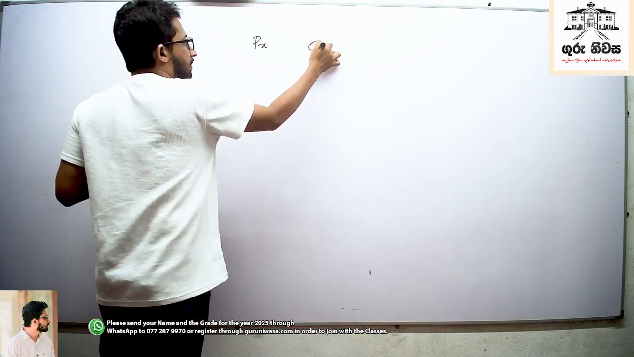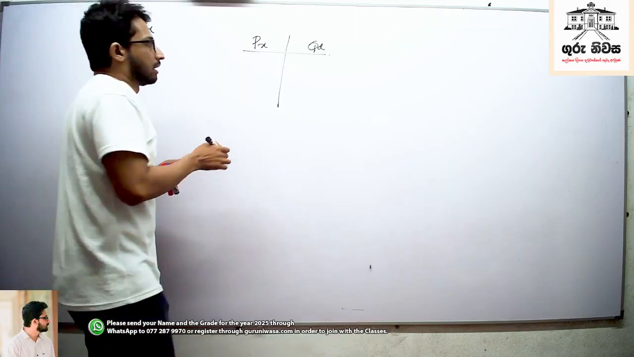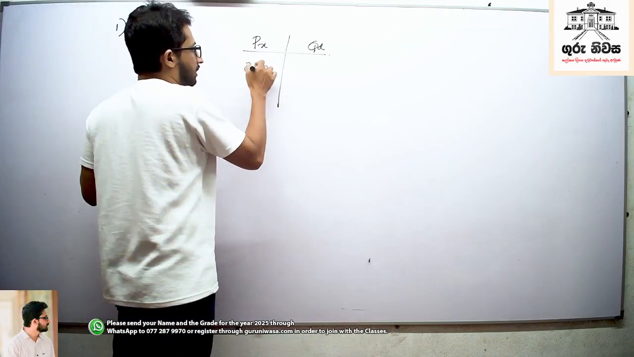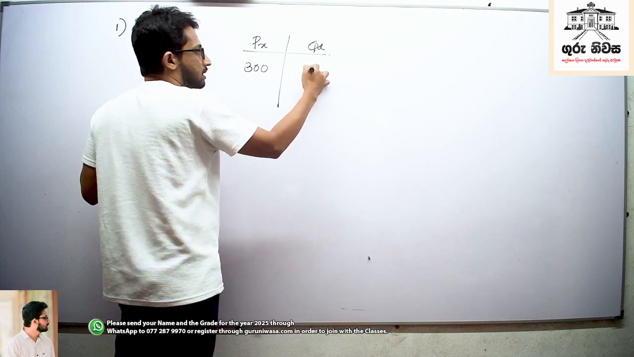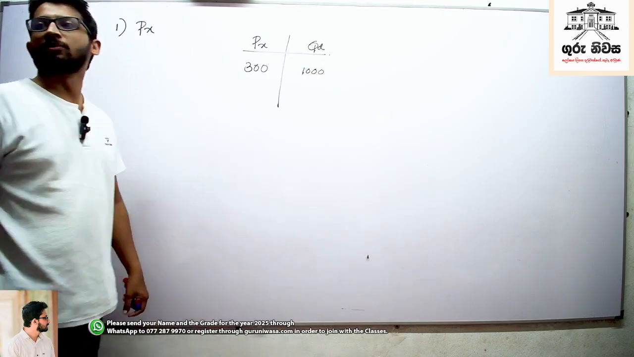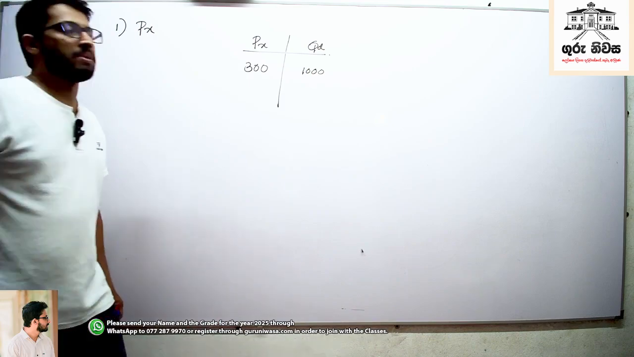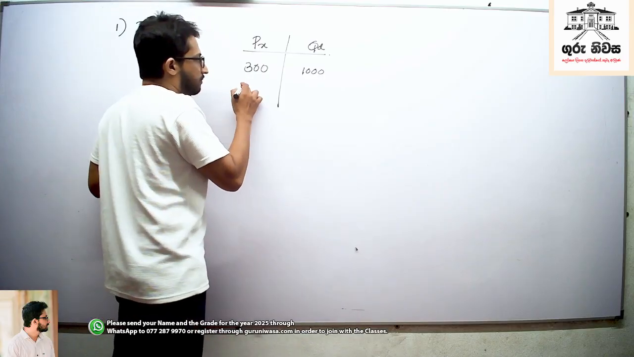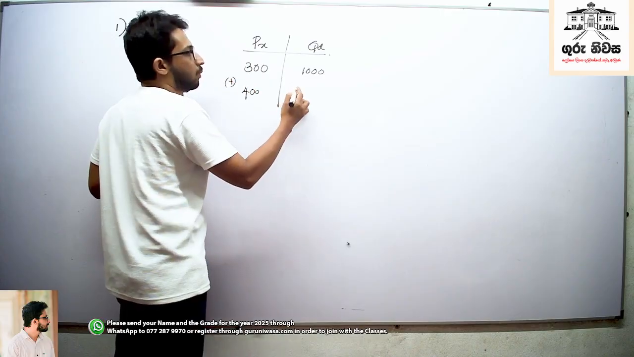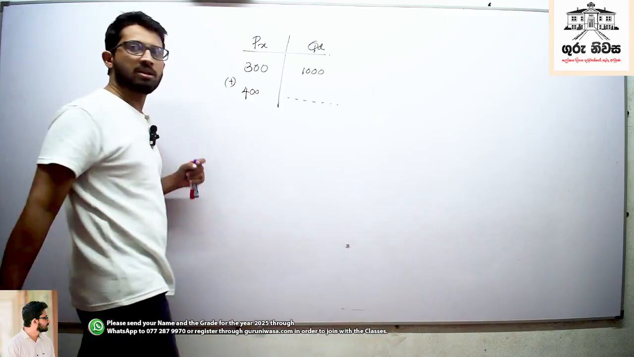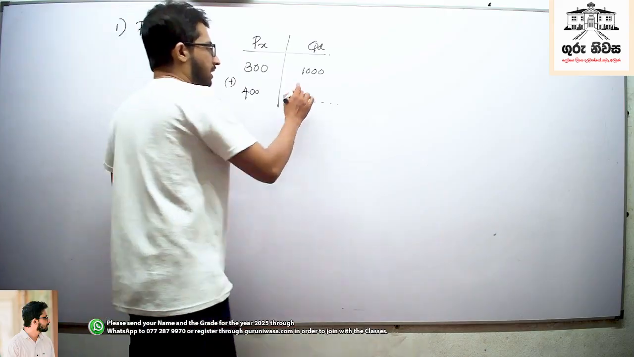PX and quantity demanded. Example: when the price of fuel increases, like now, assume 1 liter of petrol is 300. Now let's say 1000 liters are being demanded. Just imagine if the price of the product increases up to 400, what happens to demand? Would it increase or decrease? Decrease. Remember this relationship.